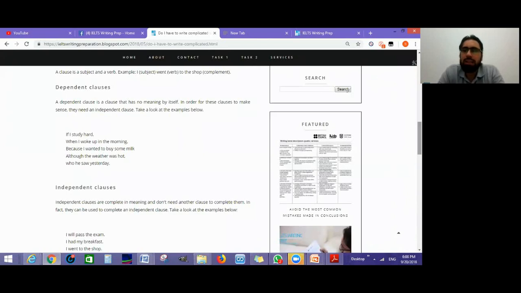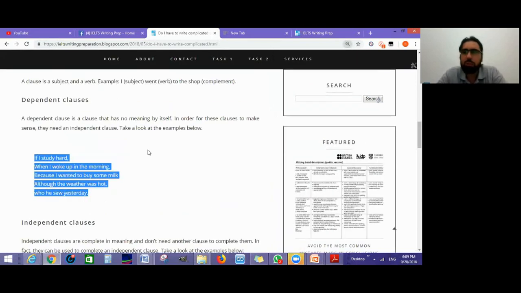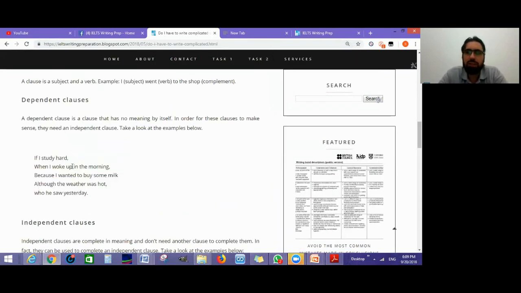So complex sentences are made up of two clauses. Okay, and the types of clauses are called dependent clauses and independent clauses. Now, dependent clauses do not have a meaning by themselves. If you read the dependent clause by itself, it will not have any meaning whatsoever. So it'll just be strange. The person who's listening will be thinking, where is the rest of this sentence?